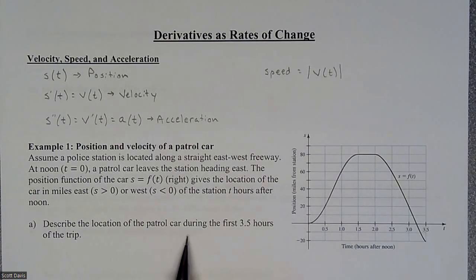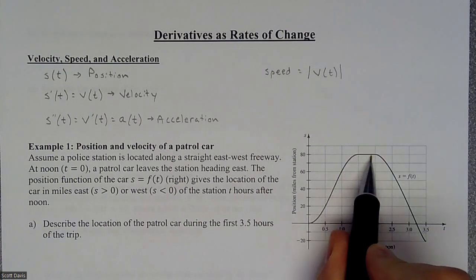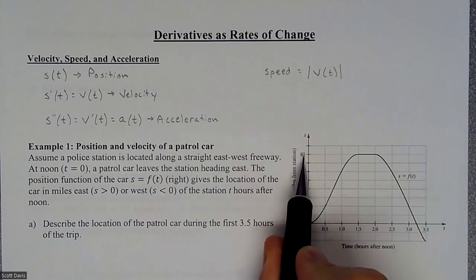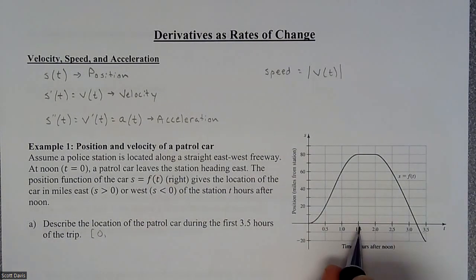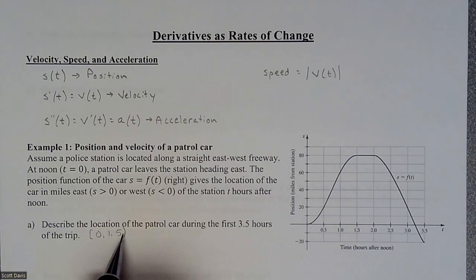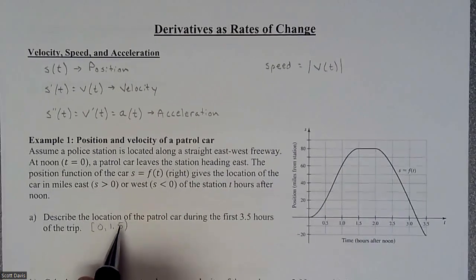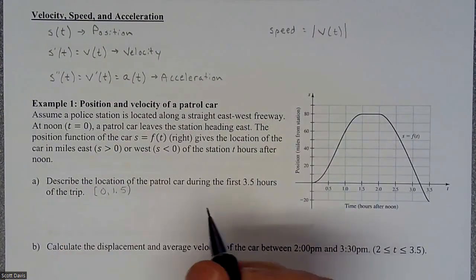So describe the location of the patrol car during the first 3.5 hours of the trip, right? Basically, the car takes off and it starts moving east until we get to this spot where we're not moving east anymore, right? That distance is staying away. So let's go from 0 to 1.5 hours. I'm not going to include both endpoints, because then I'm going to go from 1.5 to the next spot. So each of these intervals that I'm creating, I'm going to include one endpoint and not the other. And it doesn't matter which one.